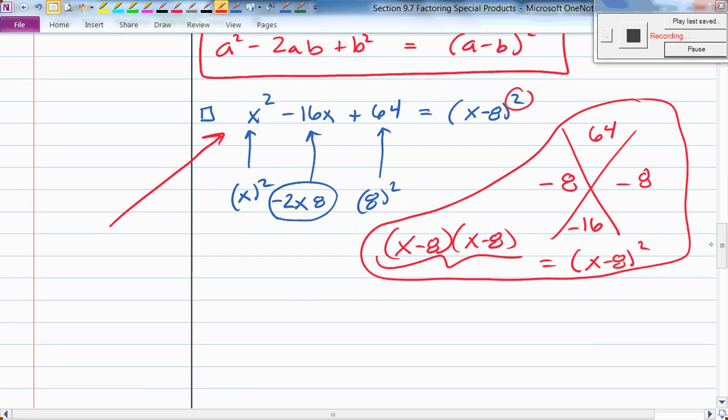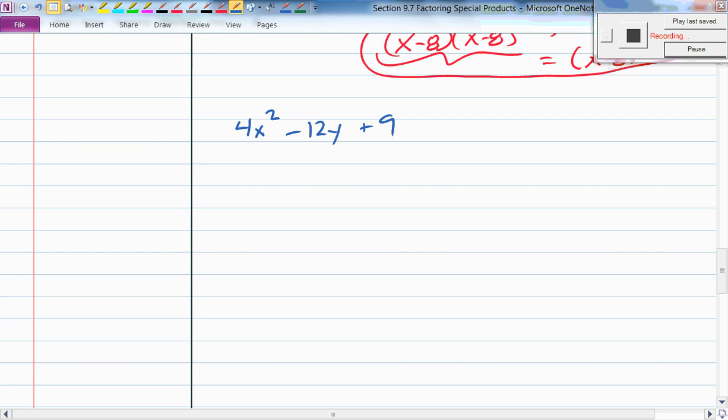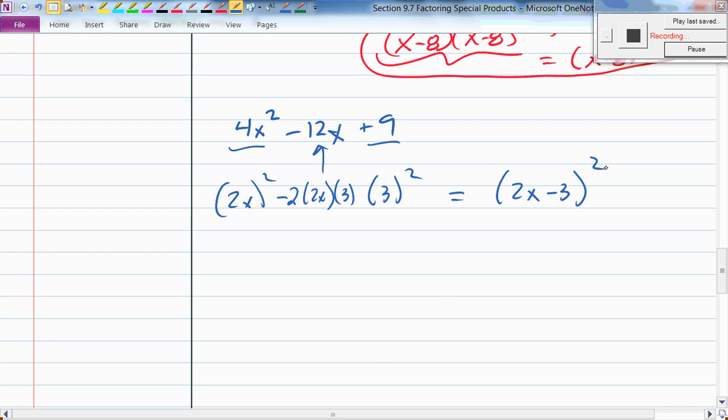So let me give you another example. Here's where it comes in handy. Let me give you one where it comes in handy, like 4x squared minus 12x plus 9. Right? 4x squared minus 12x plus 9. Well, I noticed that this piece right here is a perfect square. That's 2x squared. This piece right here, I noticed that that's 3 squared. And if I multiply 2 times 2x times 3, notice I get my 12x. So therefore, I know the answer has to be 2x minus 3 all squared.